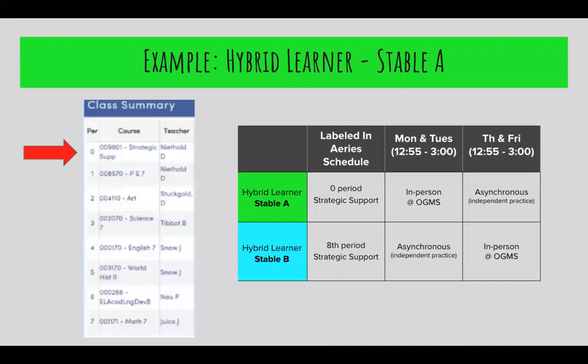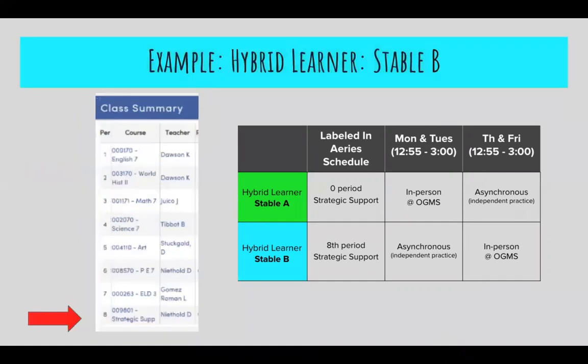Okay, here's an example. You will notice here that this student has a 0 period strategic support. Therefore, this student is a hybrid learner stable A student. But then this student, you'll notice this student's schedule says 8th period strategic support. Therefore, this student is a hybrid learner stable B.